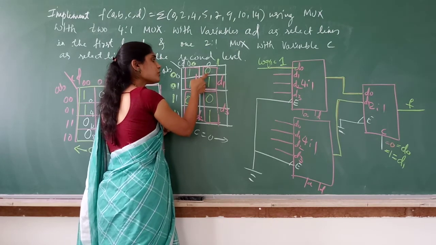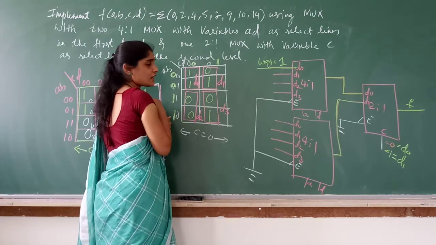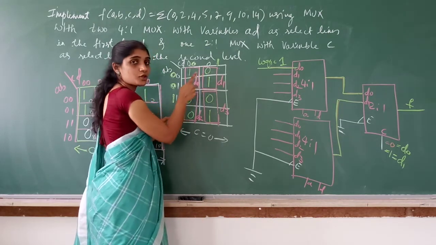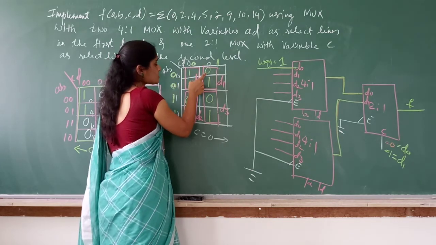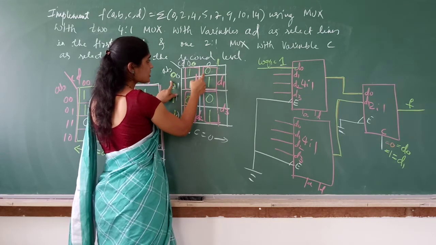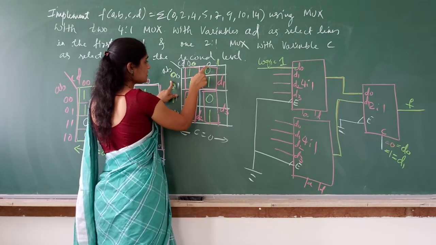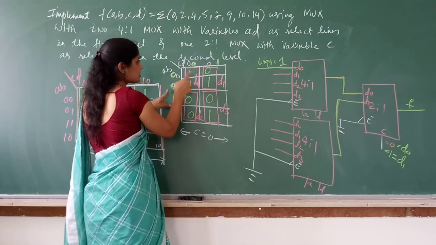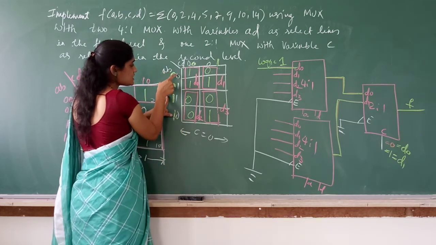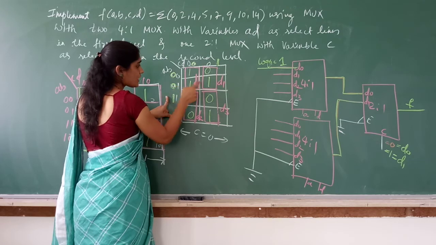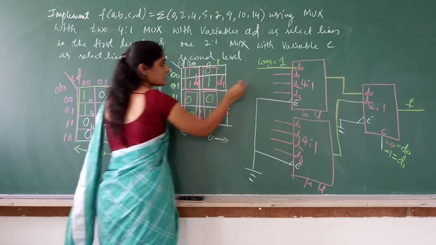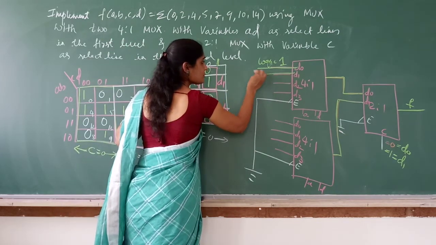D1, for one cell it is 0, for one cell it is 1. Now you have to compare this with what? B, the third variable, the other variable B. So for this cell, B is 0. For this cell, B is 1. 0, 0, 1, 1. So D1 is same as B. So D1 is what? B.